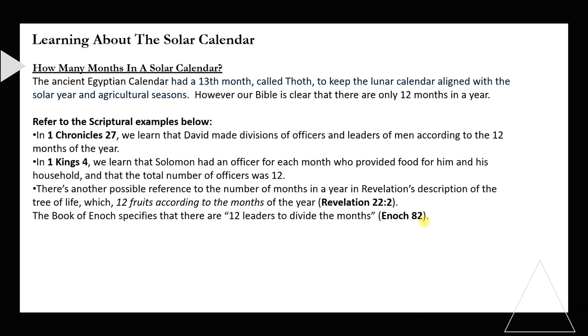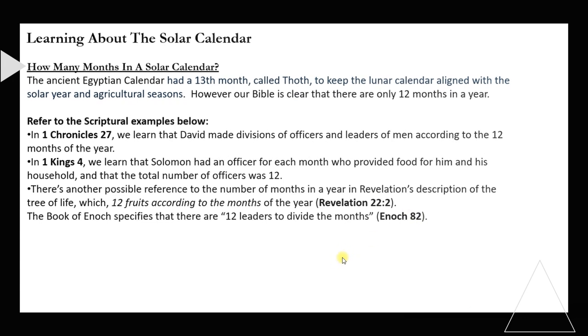So as we move forward, we should have the understanding that the solar calendar in our Bible, in the Old Testament and the New Testament, is based upon a 12-month cycle, not 13. Okay? All right.